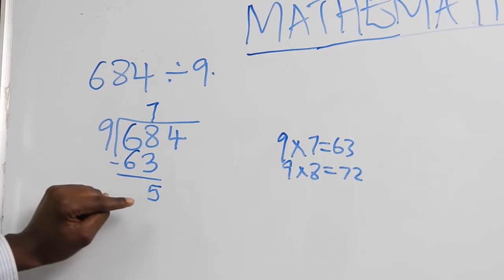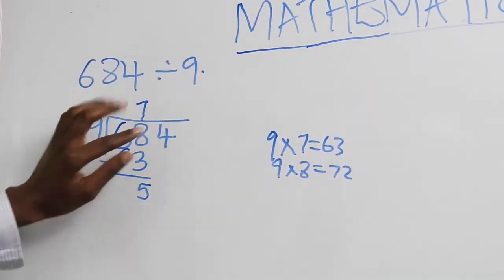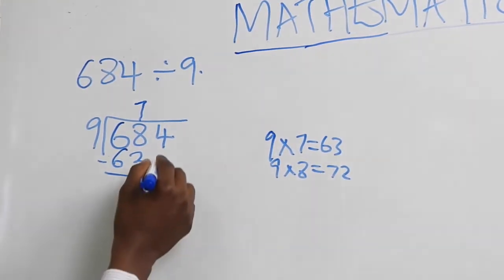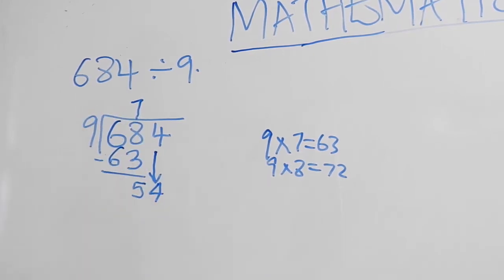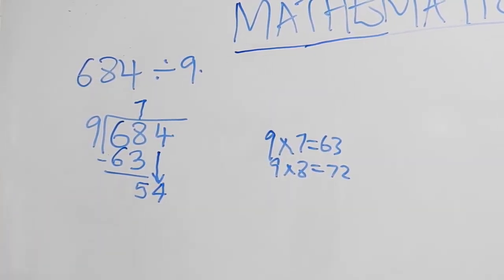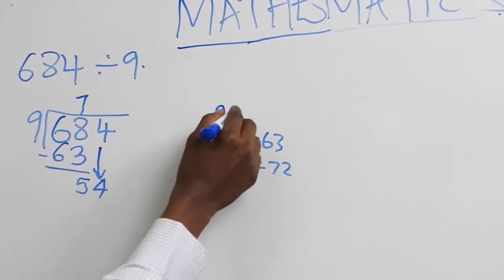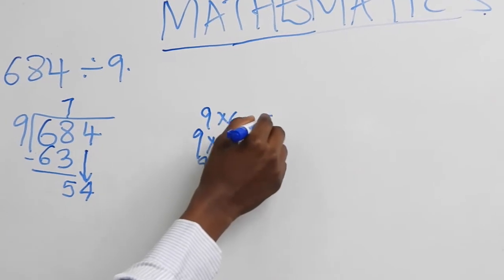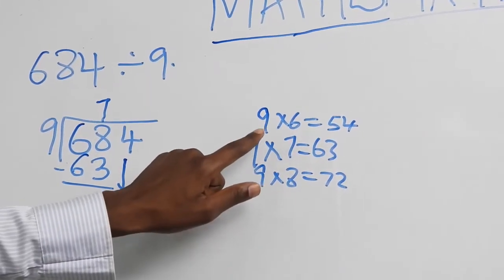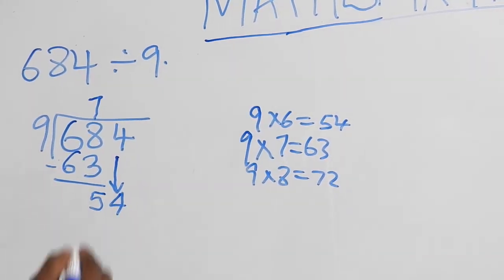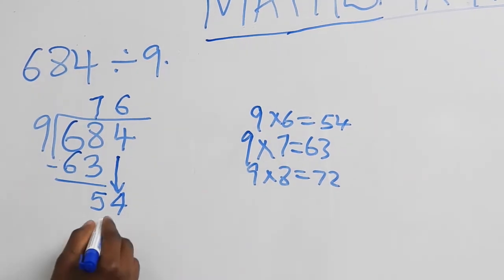Again, 9 divides into 5 0 times, but we don't write that 0. Instead, we drop the next digit after 8. So we drop 4 to have 54. So how many times does 9 divide into 54? Again, using the multiplication table for 9, we know that 9 times 6 is equal to 54. So 9 divides into 54 6 times. So we write 6 above 4. So we have 6 times 9 is 54.